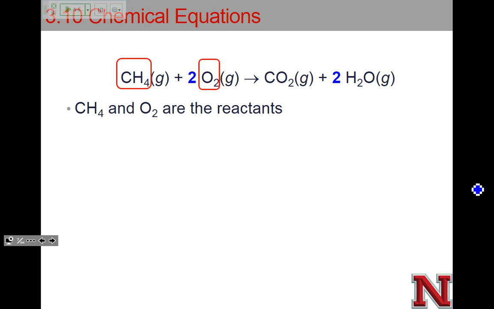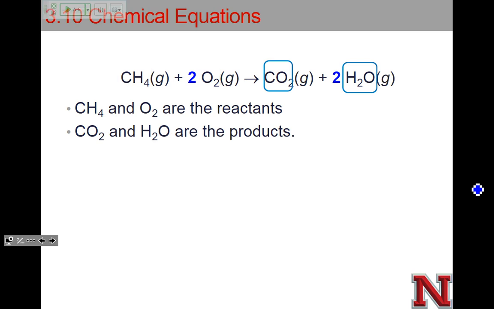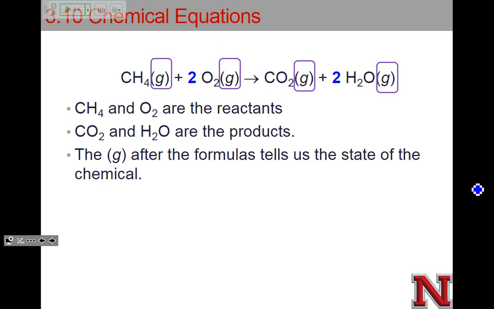Reading our chemical equation, this chemical equation tells us that CH4 and O2 are reactants, and we need 2 moles of O2 for every 1 mole of CH4 for a full reaction to occur. If we only have 1 mole of O2, we will not get a full reaction to occur. So we don't have enough. And then our products are CO2 and H2O. And for every reaction, we're going to get 2 moles of water, but only 1 mole of CO2. That's what it's telling us.